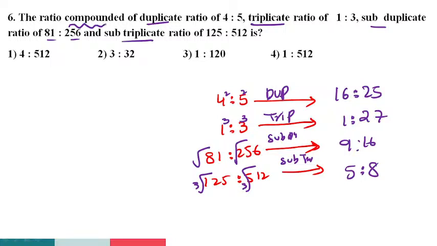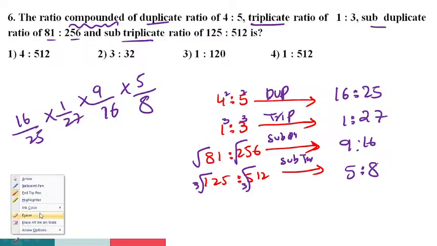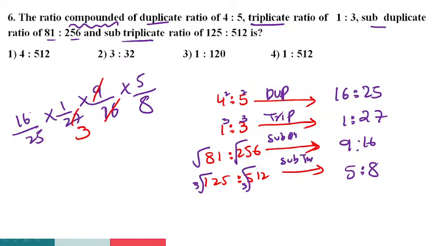What did he say at the start? Compound ratio. Compound ratio means 16 by 25 into 1 by 27 into 9 by 16 into 5 by 8, guys here. Okay, let me calculate. 9 ones are 9, 9 threes are 27, 16 cancels. 5 ones are 5, 5 threes are 15. Any cancellations here? I think no. So the numerator is how much? 1. The denominator is how much? 3 threes are 9.